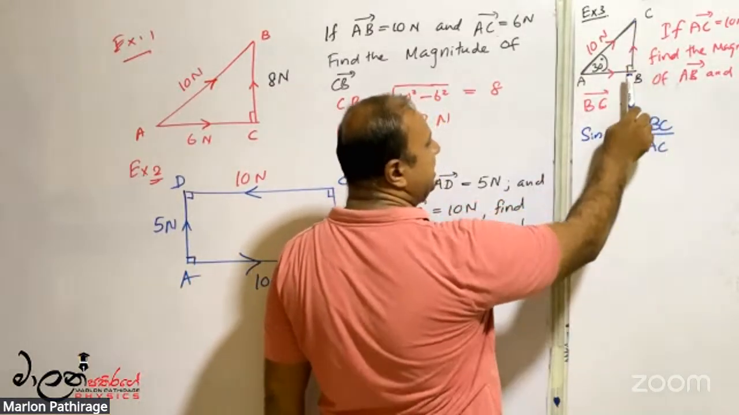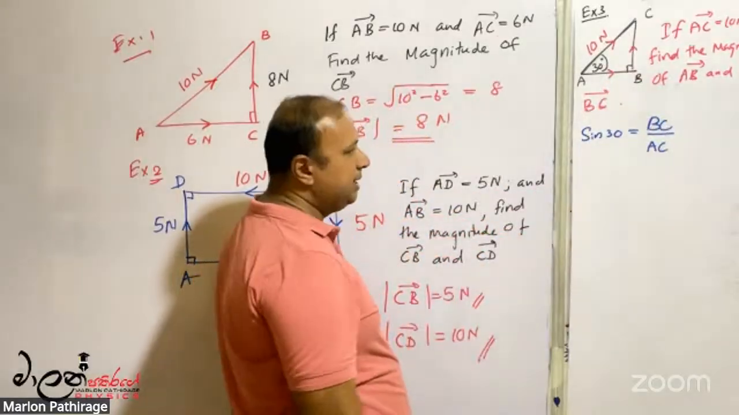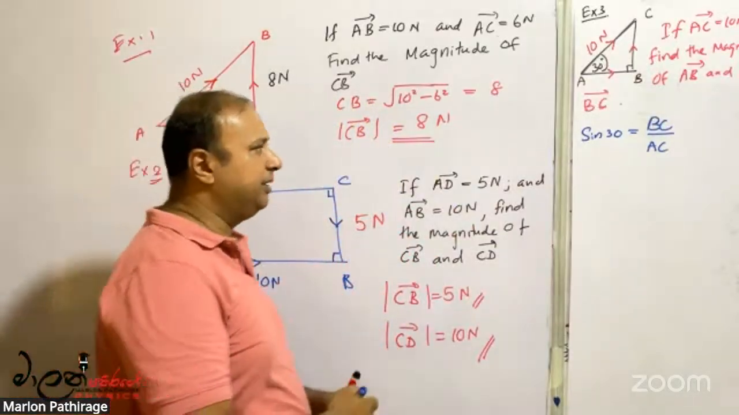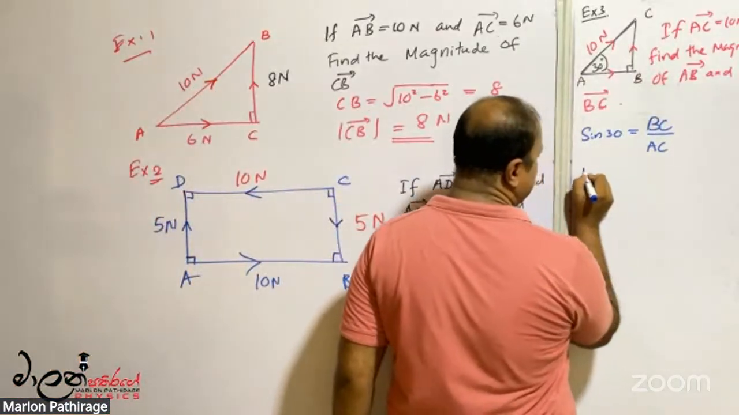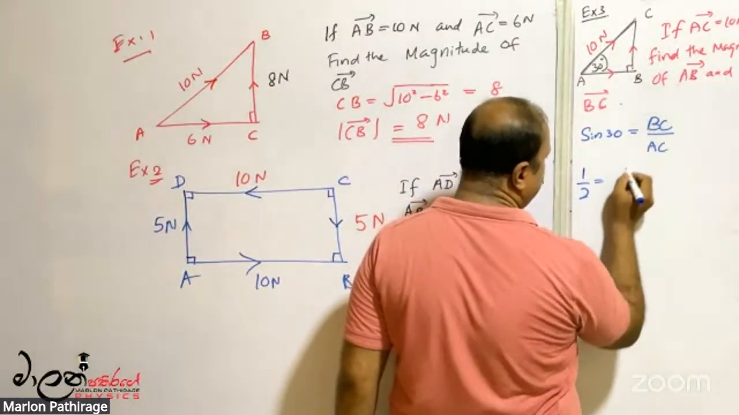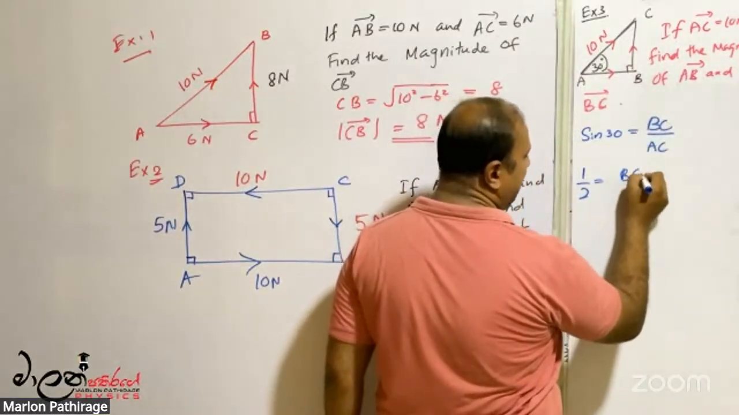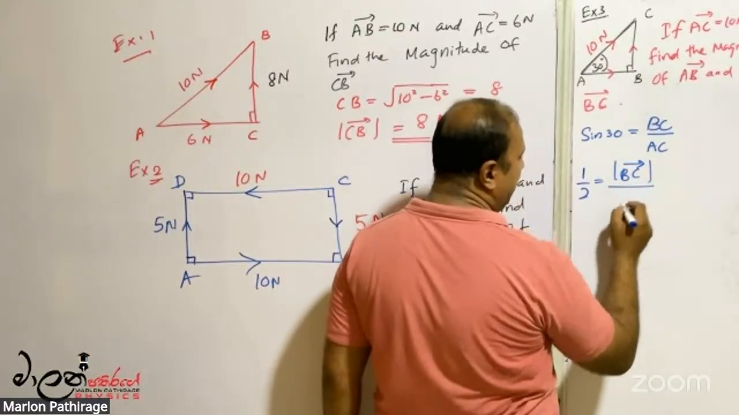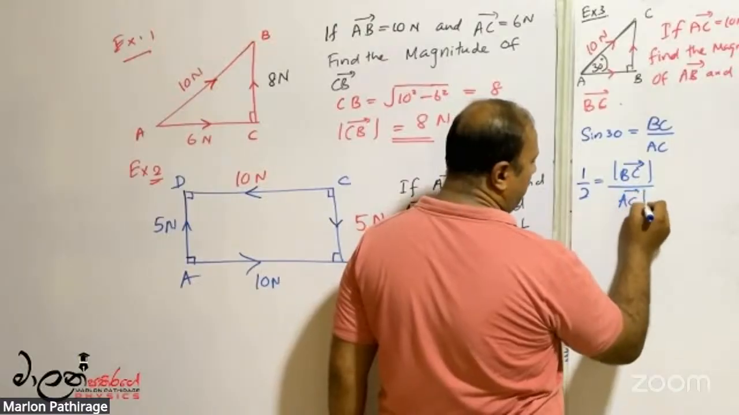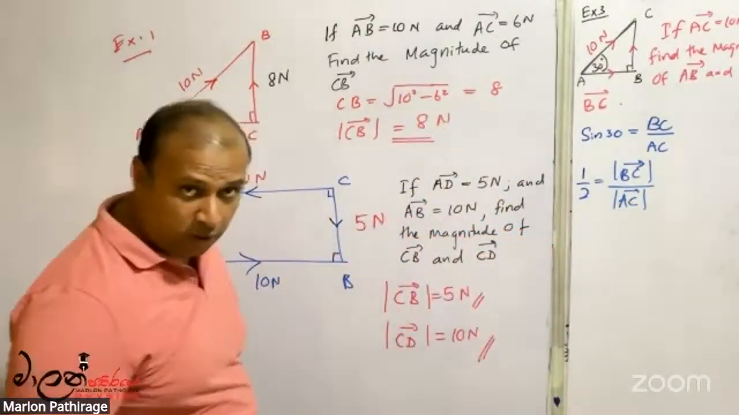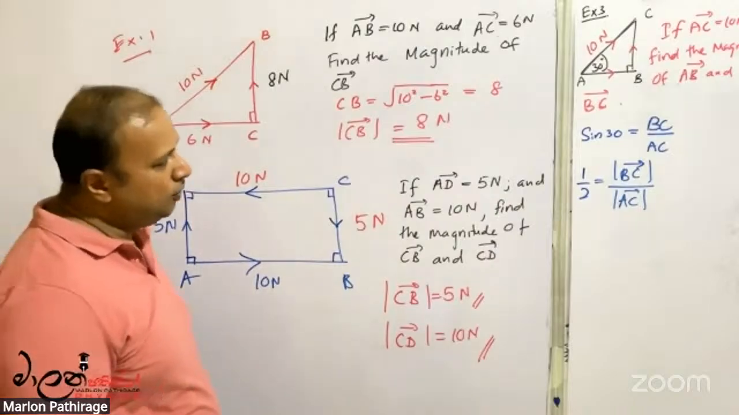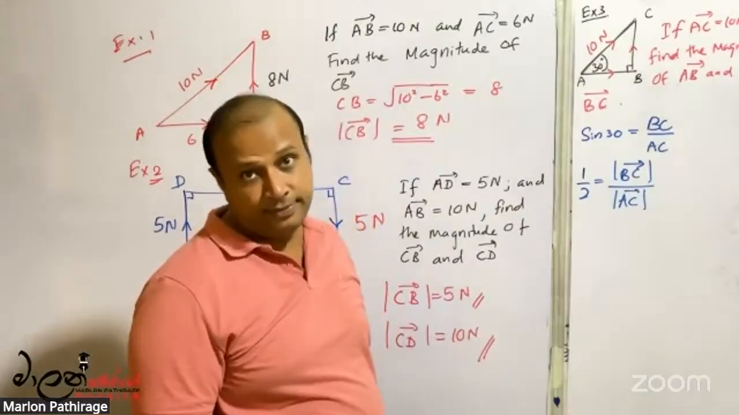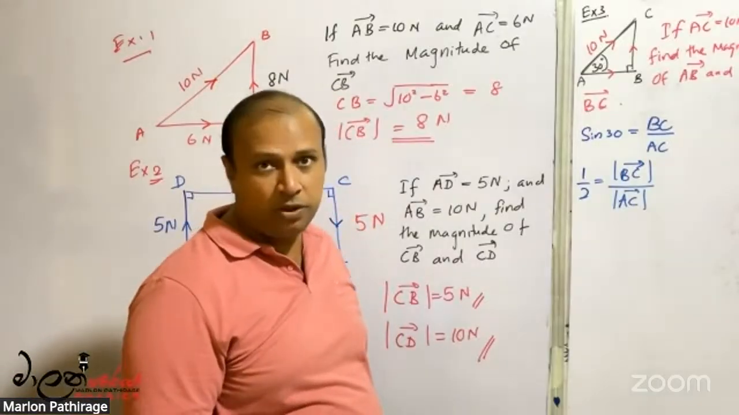BC length means the magnitude of the BC vector. AC length is the magnitude of the AC vector. Therefore, sin 30, which is half, is equal to BC over AC, the magnitude of the BC vector over the magnitude of the AC vector. Now, the magnitude of the AC vector is given, that is 10 Newton.